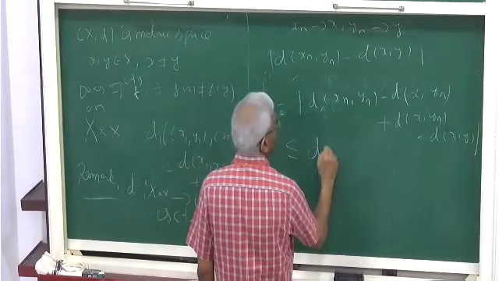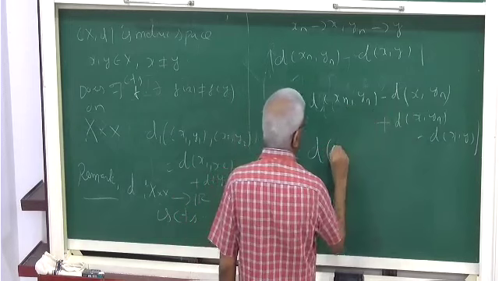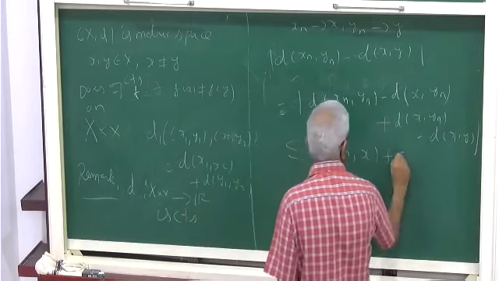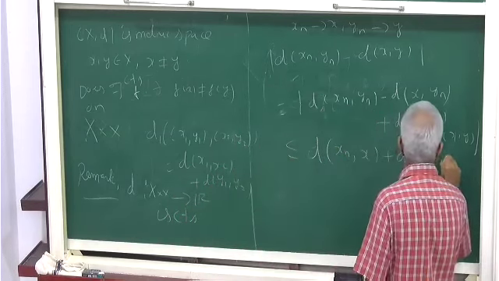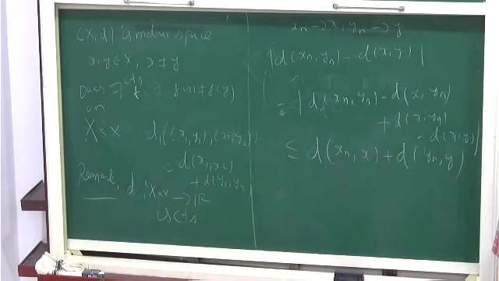And this is just less than D of, you just have yn in common, so x and xn, plus D of, x in common, so yn and y. It is just triangle inequality.